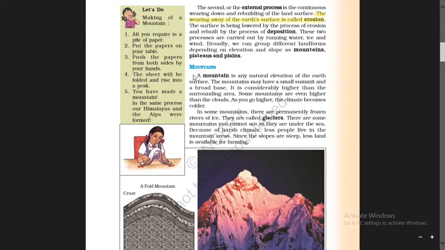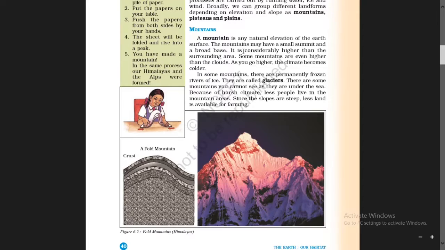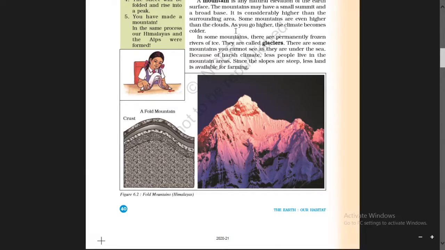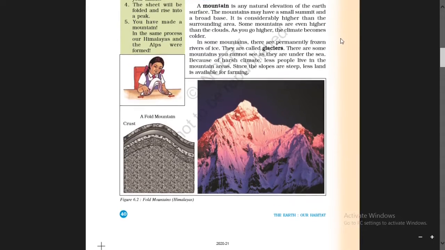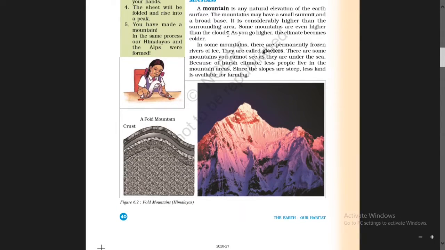Mountains. A mountain is any natural elevation of the earth's surface. The mountains may have a small summit and a broad base. It is considerably higher than the surrounding area. Some mountains are even higher than the clouds. As you go higher, the climate becomes colder.